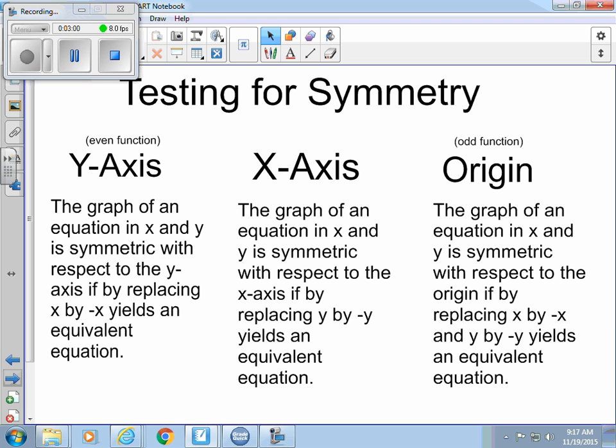If we made an equation for it, we would have to use x squared. We will talk about that in just a second.